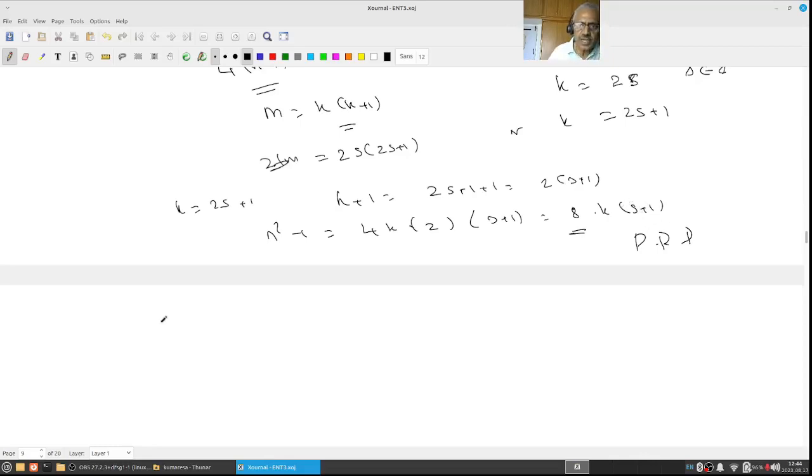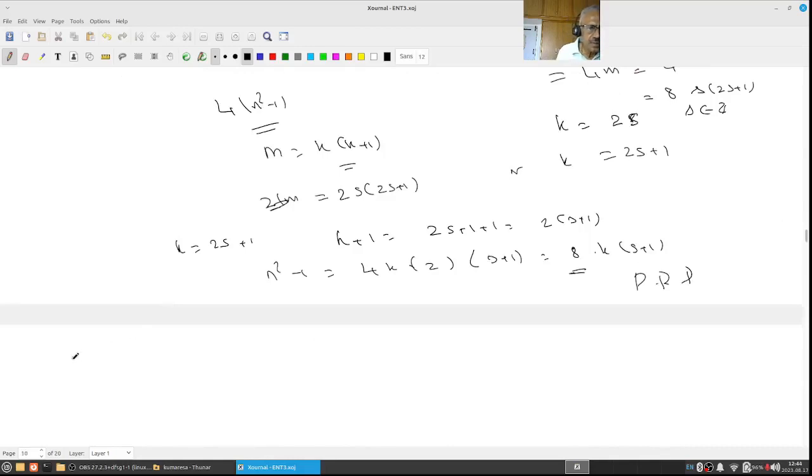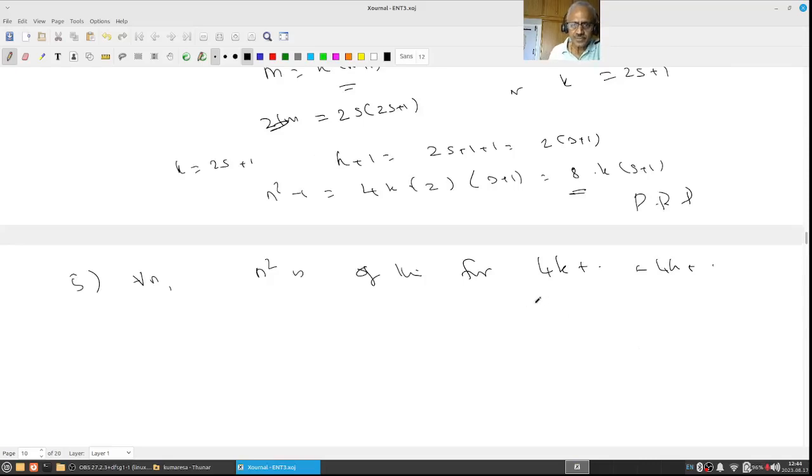So let us look at the last application. For every integer n squared is of the form something to do with 4k. I do not know 4k plus something or 4k plus something. We will find out. I want to say 4k plus 1 and 4k plus 2, or just 4k or 4k plus 1 or 4k or 4k plus 3, some such thing, I have no idea. But we want to find out. How will I do that?